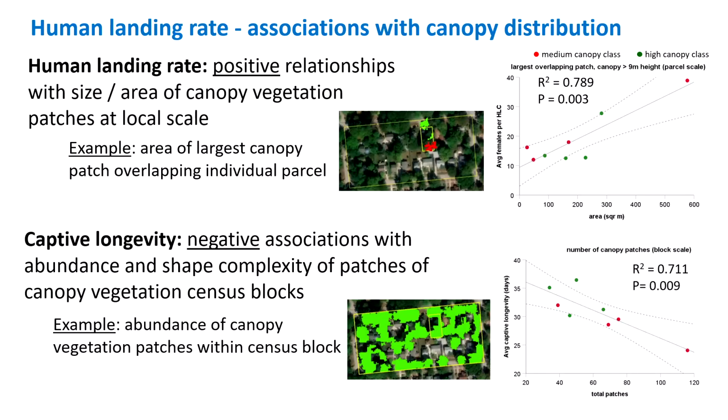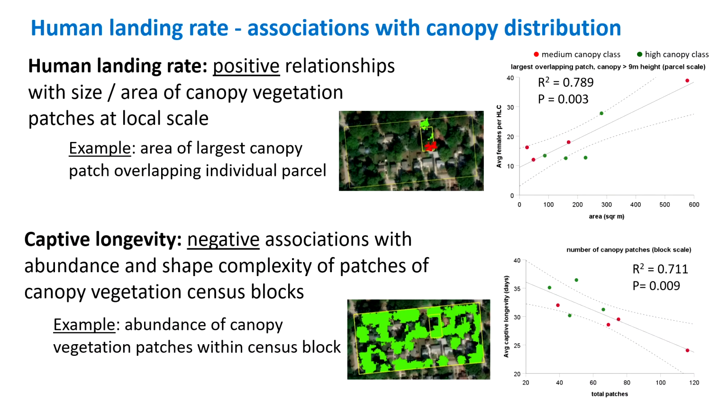We did see some interesting associations, at least with more fine-scale differences in the distribution of canopy vegetation on human landing rates. This is just one example, where we had a very positive relationship between the size of the largest canopy patch overlapping the home where the landing collection was done, and the number of females collected in the landing collection.